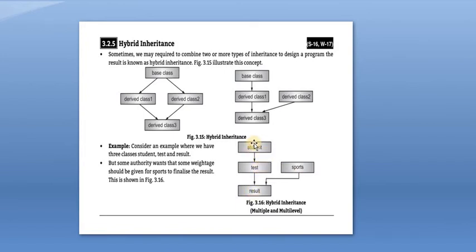So this is multi-level. Student is a base class, test is an intermediate class, and result is a derived class. So it is multi-level, and here test and sports are the base classes and this is the result class, so it is a multiple inheritance. So though it is a combination of multiple and multi-level inheritance, it is called a hybrid inheritance.